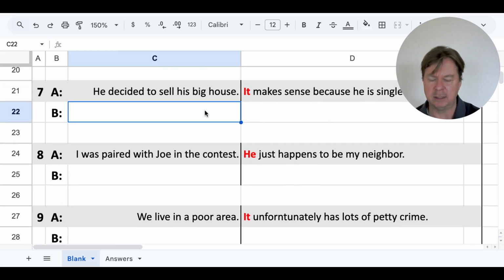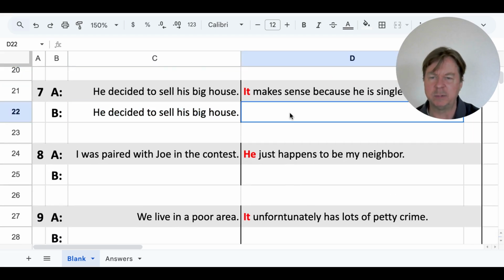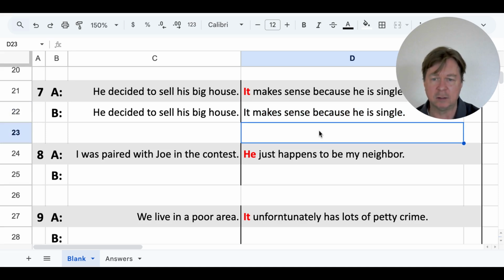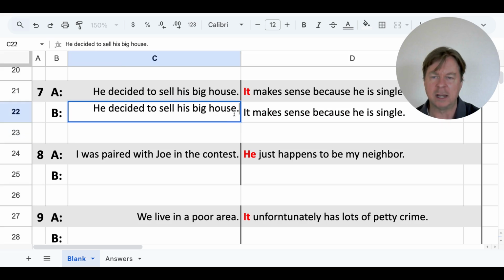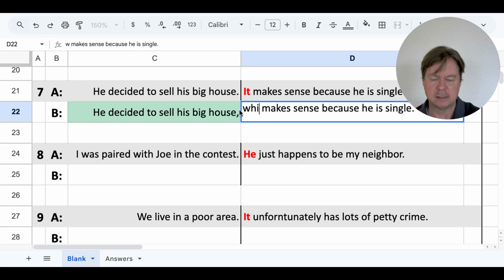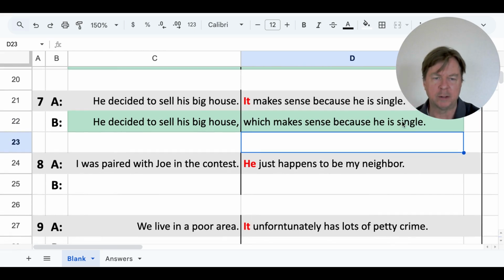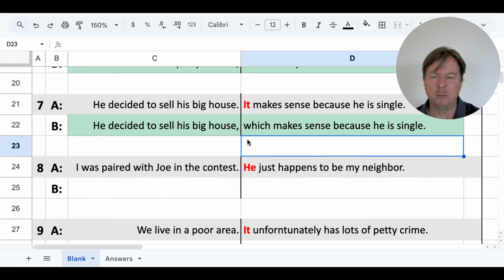Okay, number 7. He decided to sell his big house. It makes sense because he is single. So I just replace the period with a comma, and I convert it to which, and get my big head out of the way there. There we go. And again, here, it is referring to the entire verb phrase, right? The concept.